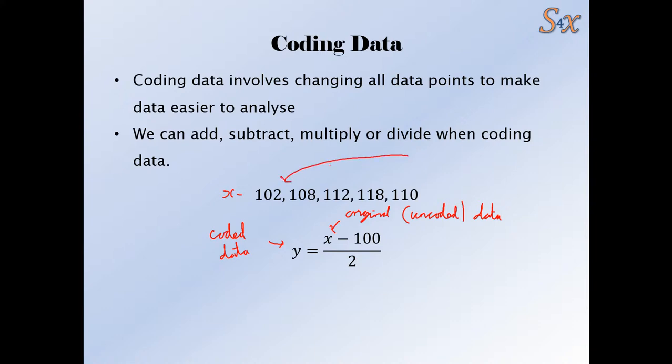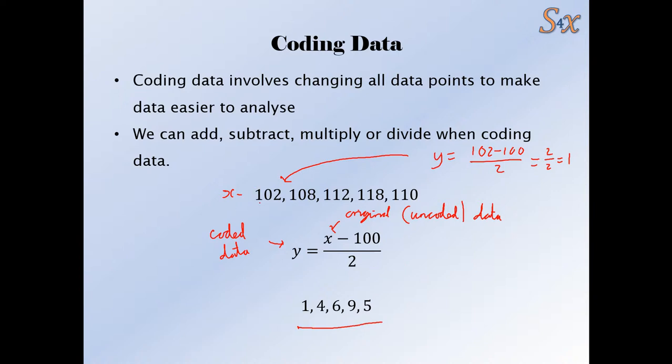Let's take that 102 and apply the coding. So I'll do 102 minus 100 divided by 2, which is 2 over 2, which is 1. So the coded value is going to be 1. And you can see all the coded values there. So each of those numbers has been coded onto these numbers. You can see these numbers are a lot smaller. They're a lot easier to analyze.